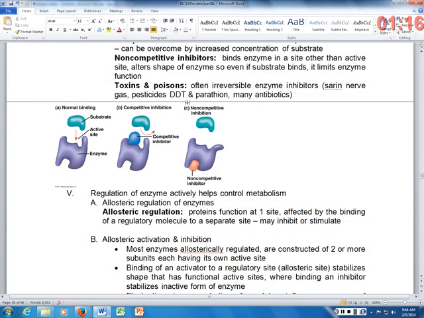Non-competitive inhibitors bind an enzyme at a site other than the active site, and then it alters the shape of the enzyme so that even if the substrate does bind it, it doesn't work. So a lot of toxins and poisons are actually irreversible enzyme inhibitors. Sarin nerve gas works by interfering with an enzyme. A lot of pesticides like DDT and parathion will do that.